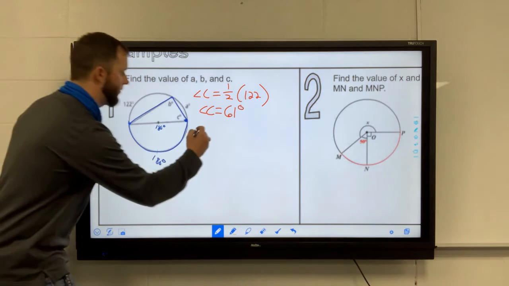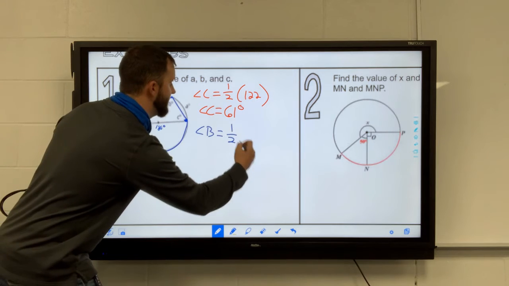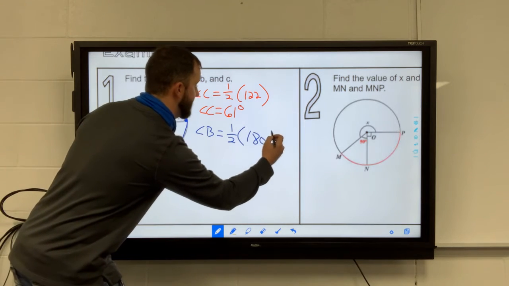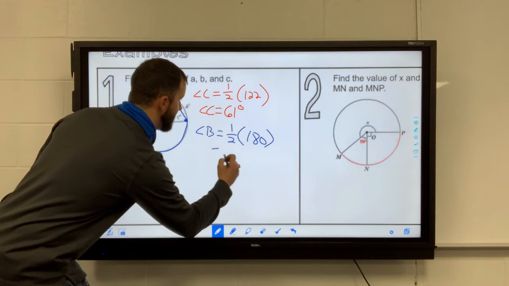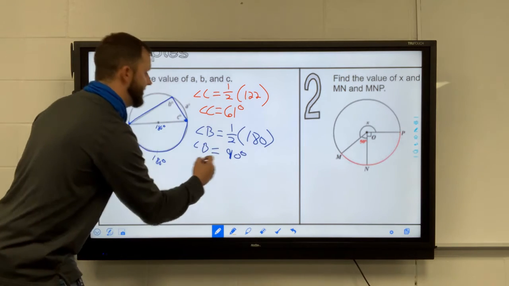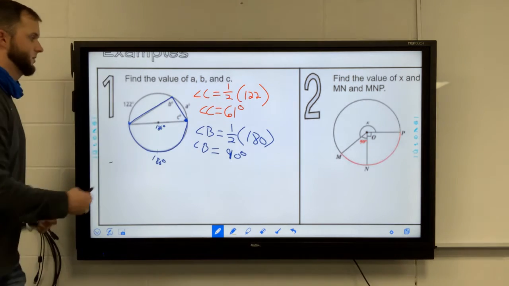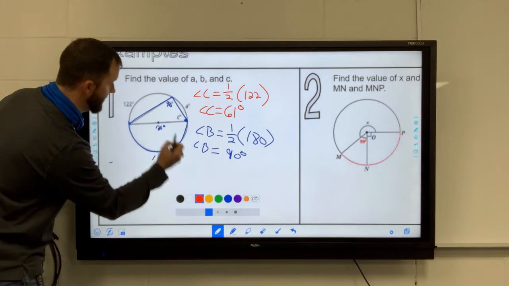So right now, in order for me to find angle B, I'm going to take 1/2 of its intercepted arc, which is 180 degrees. Okay? So 1/2 of 180 is going to be equal to 90 degrees. So that means angle B is equal to 90 degrees. So angle B is 90, angle C is 61.